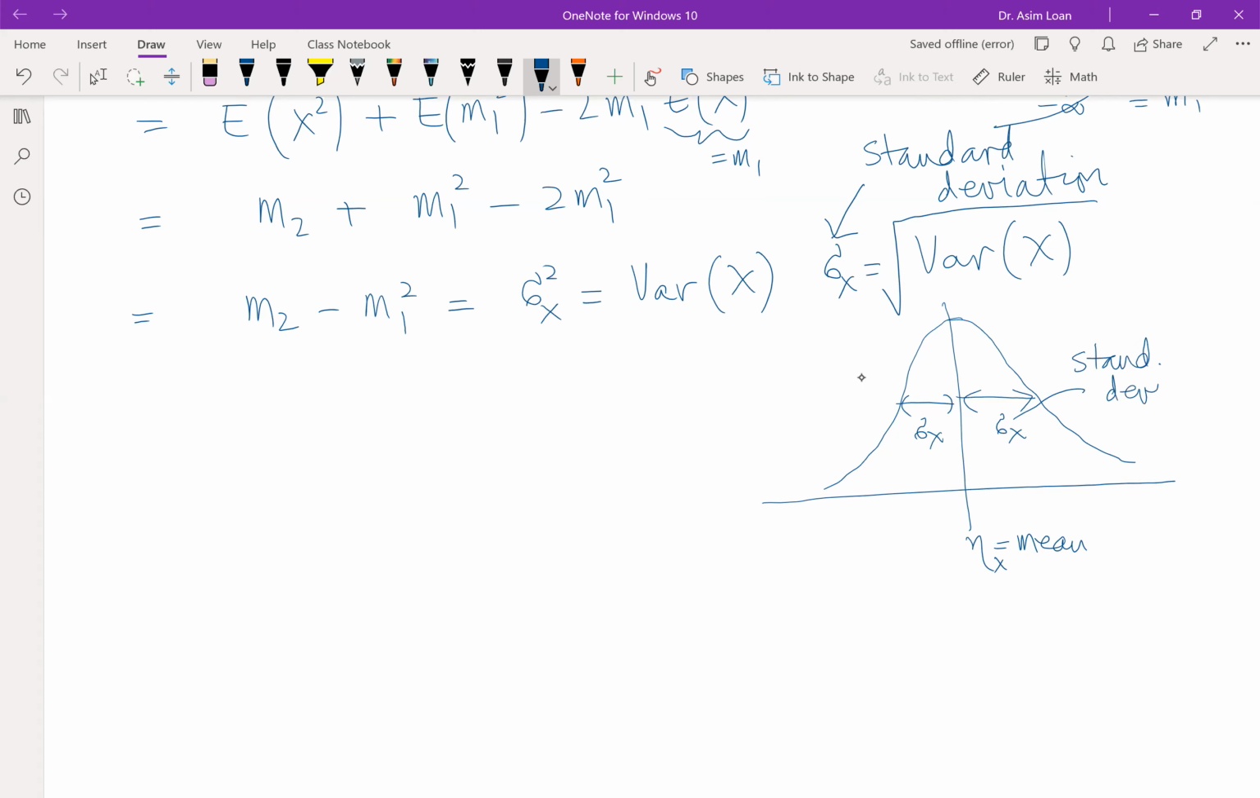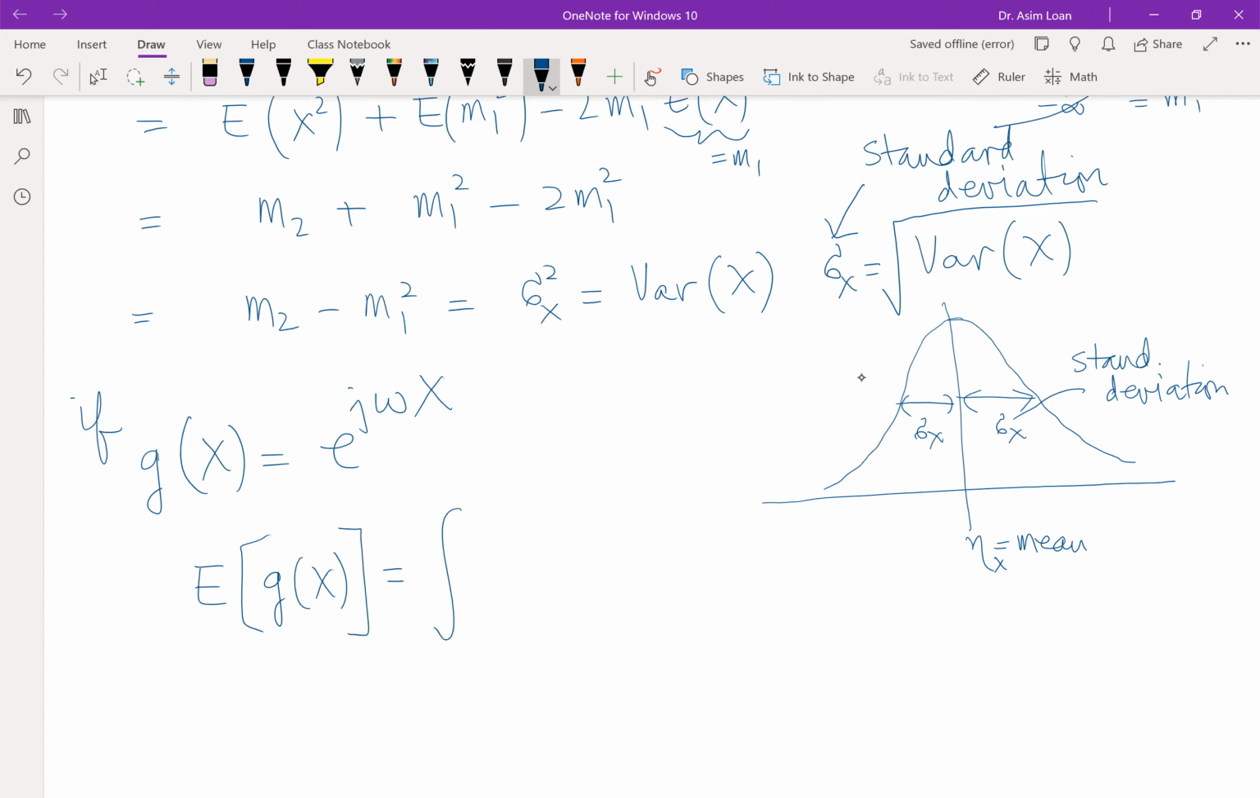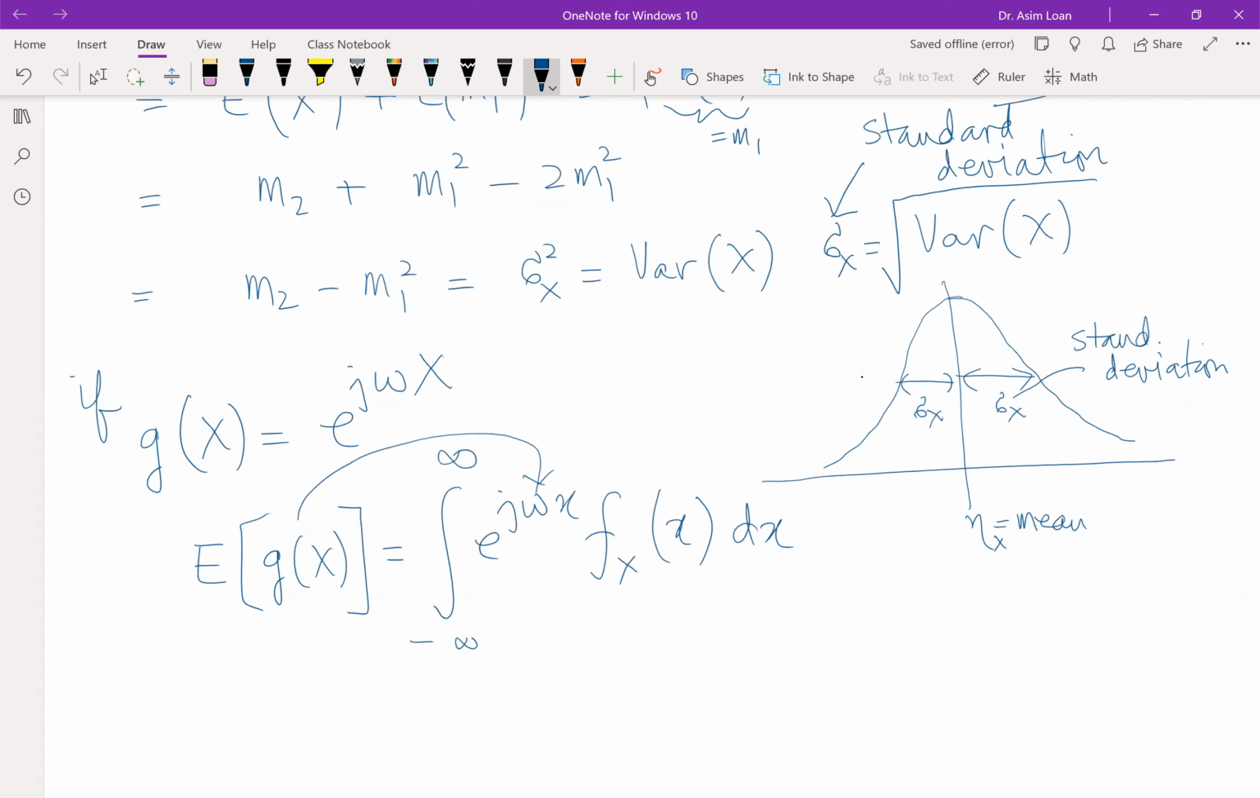One last function before we end. What happens if g of x is some complex function, e to the j omega x? Then the expected value of g of x is the integral from minus infinity to plus infinity of e to the j omega x, again times the density function of x dx. What is this function?